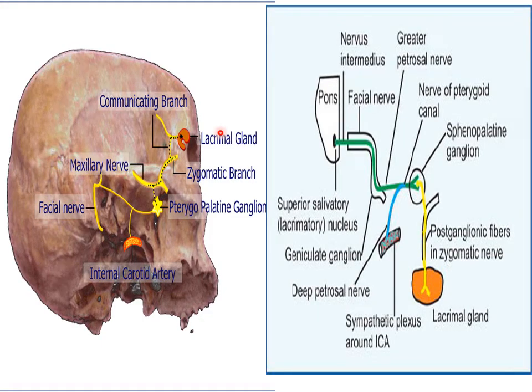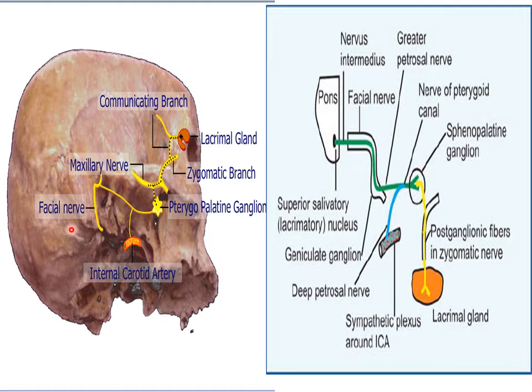Let us look at the nerve supply of the lacrimal gland. It receives both sensory and secretomotor nerve supply. The sensory supply is by the lacrimal nerve, which is a branch of the ophthalmic nerve. Secretomotor nerve supply is important for the production of lacrimal fluid. So this is the secretomotor pathway.